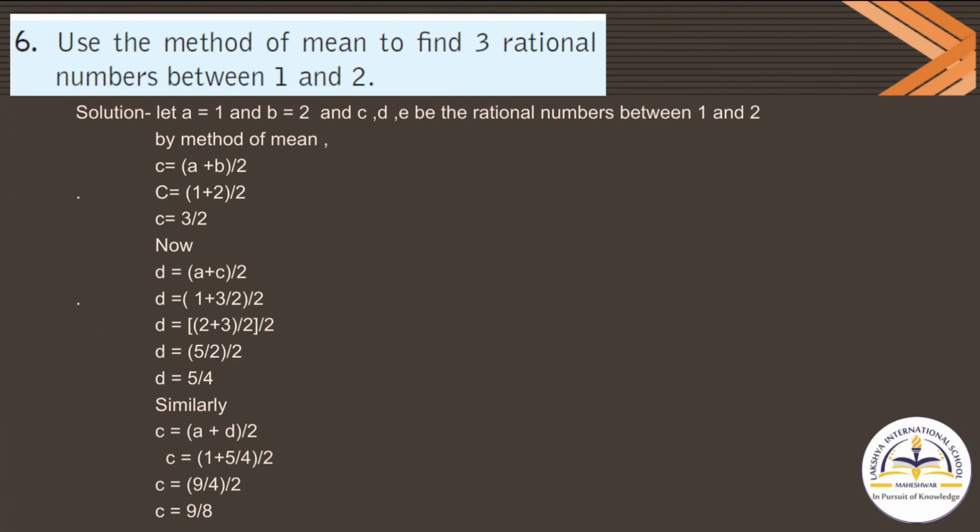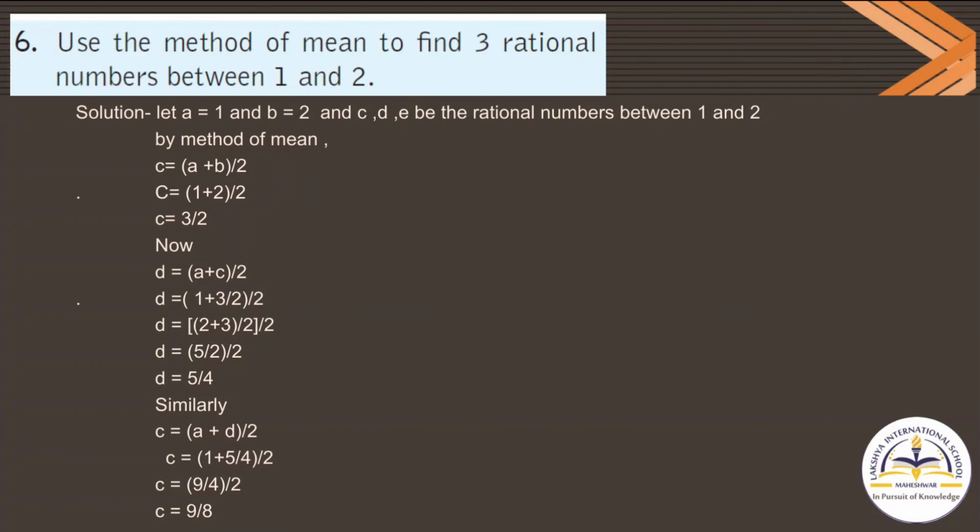Now question number 6, use the method to find 3 rational numbers between 1 and 2. Between 1 and 2 you have to find 3 rational numbers, and there is one method given in your book. So let's find the answer using these formulas. Let us consider A equals 1 and B equals 2, and C, D, E be the rational numbers which we are going to find. Now by the method of means, C equals (A plus B) by 2.